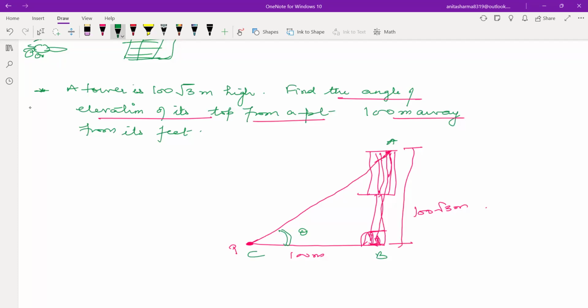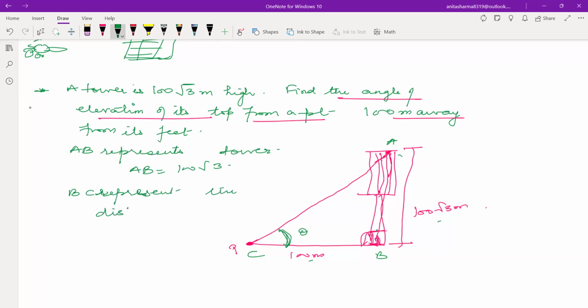So now we have to find the angle of elevation, and this thing you have been given. This is your perpendicular. So you will write AB represents the height, and AB is given as 100 root 3. And BC represents the distance of the point from its feet. So BC is given. First of all, you will write what is given here.